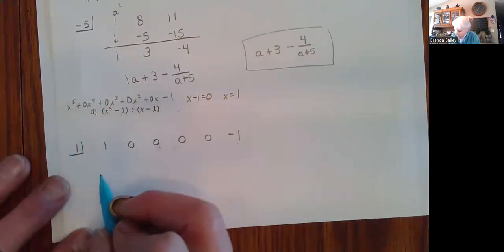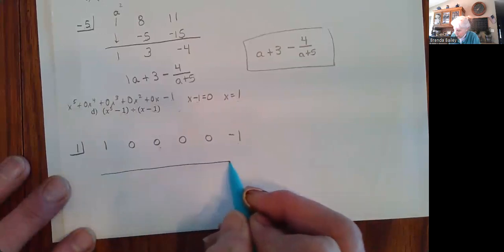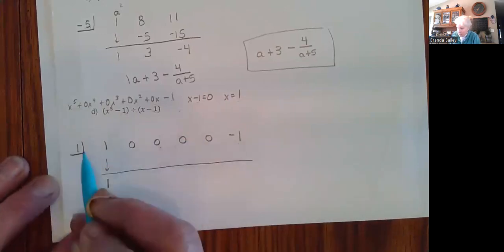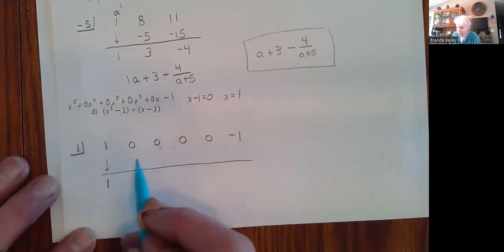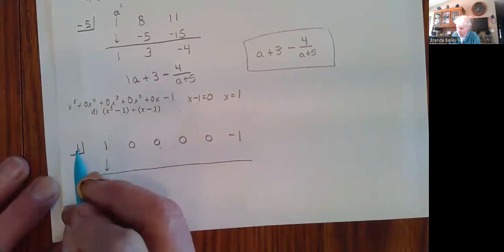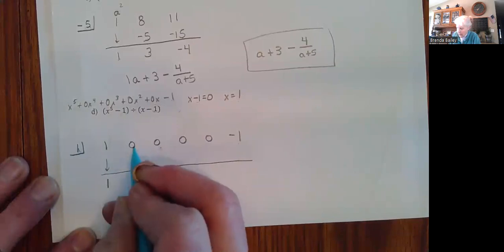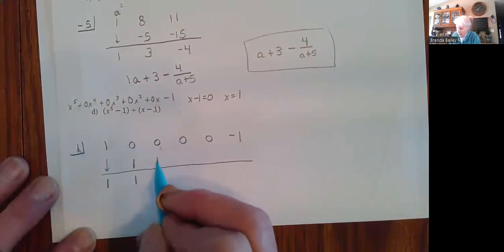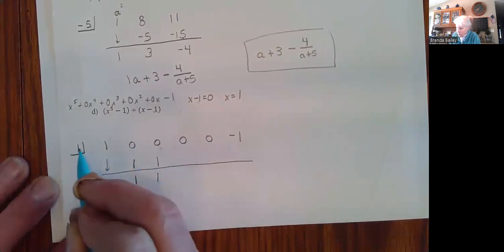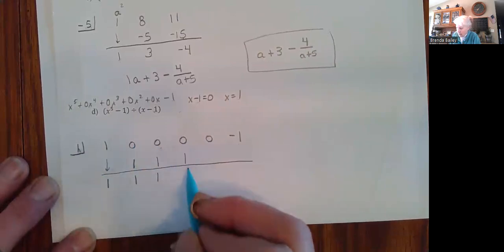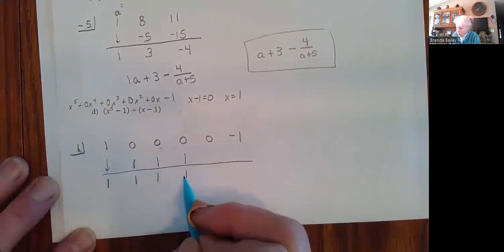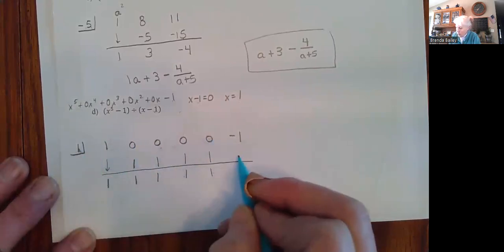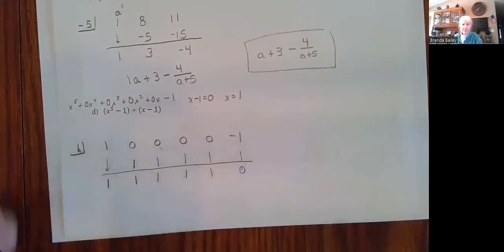And here I draw my line. I bring the first one down. Then I start to multiply, put it here, add. So here 1 times 1 is 1, add. 1 times 1 is 1, add. 1 times 1 is 1, add, and so on down the row.